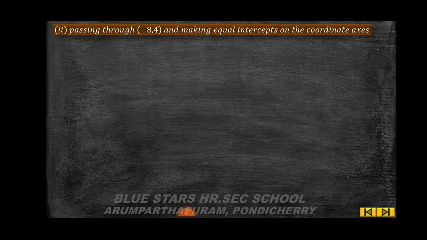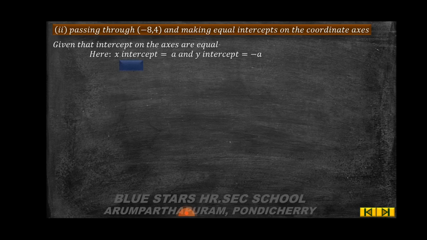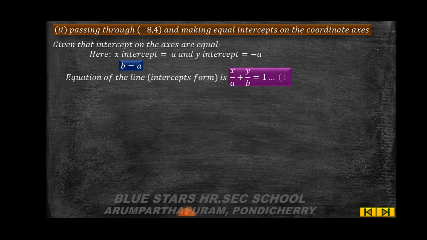Then second subdivision is passing through minus 8, 4 and making equal intercepts on the coordinate axes. So given that the intercepts on the axes are equal, so here x-intercept is a and y-intercept is also a. So therefore here b is equal to a. Equation of the line in intercept form is x by a plus y by b is equal to 1, which is your equation number 1. Here making equal intercept means substituting b as a. So therefore x by a plus y by a is equal to 1.